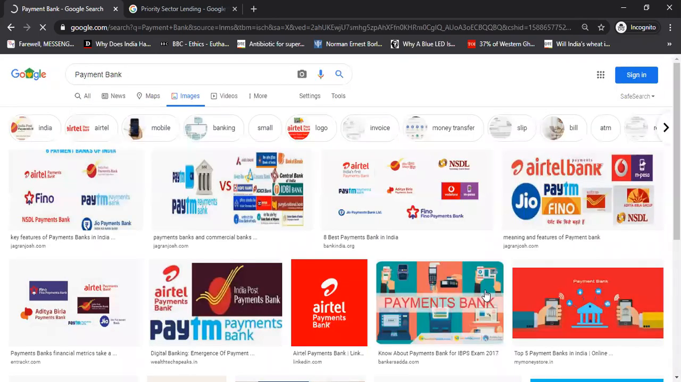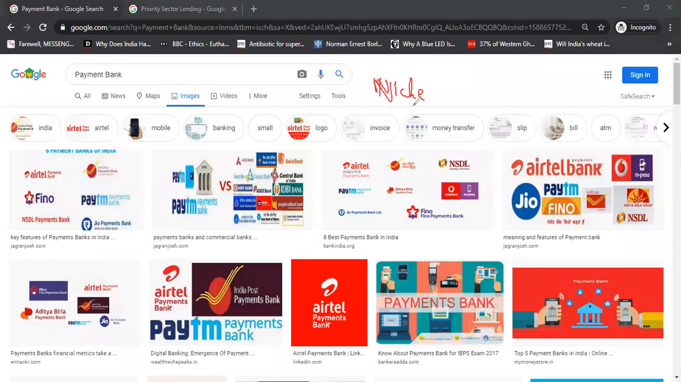So Airtel, Paytm Payments Bank, and all those. India Post has also come with their payment bank. Again, remember, this is a part of niche banking. This is an important term. Niche banking means banking catering to a specific section. So it is a part of niche banking.